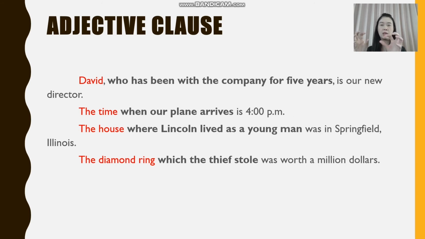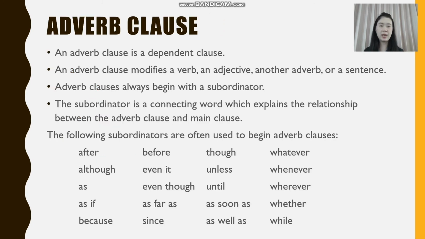The time, the house, and the diamond ring, and then the adjective clause right after the word that you want to modify. Okay, this is the way that you can use the adjective clause. And here is the last one, adverb clause. Adverb clause is a dependent clause, as you know, and we use them in order to modify a verb, an adjective, another verb, or even a sentence.